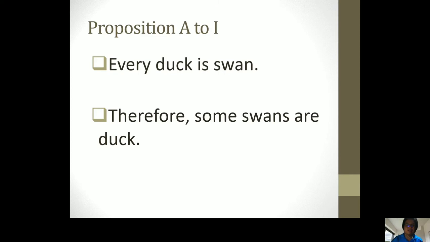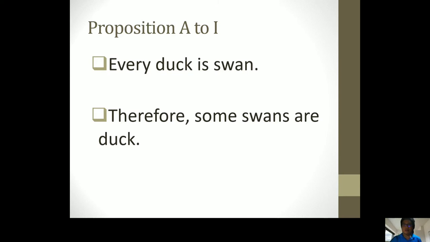Proposition A to I. Every duck is swan. Proposition A, meaning universal affirmative. Subject term, every duck, universal. Your copula is positive. Every duck is swan. So let us change that into I to make it partial. When we say proposition I, it is particular affirmative. So you will say, therefore, some swans are duck. Okay. So same rule again with conversion. When we say conversion, you make the subject into predicate. You make predicate into subject, but you will not change the copula.